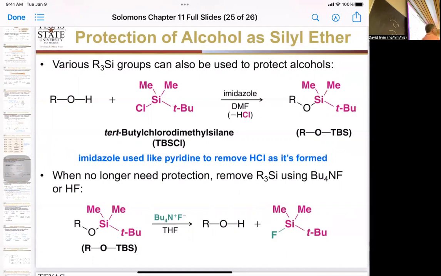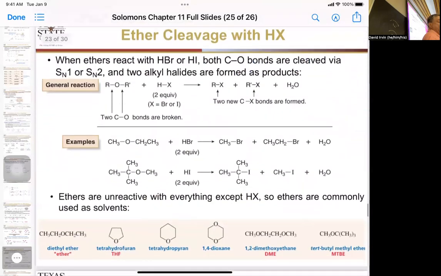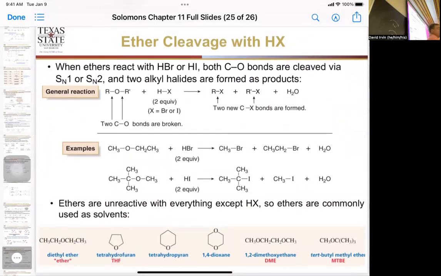Okay, so I said that we have to use very strong acid to clip those ethers off, right? So let's talk about that. There is the possibility of doing this, but it takes 2 equivalents of acid. One has to act as a deprotonating agent. One has to act as a nucleophile for one side, and it'll give you an alkyl halide. And then the other will act on the other side, giving you another alkyl halide if it's unsymmetrical. If it's symmetrical, it'll give you 2 equivalents of the same alkyl halide.